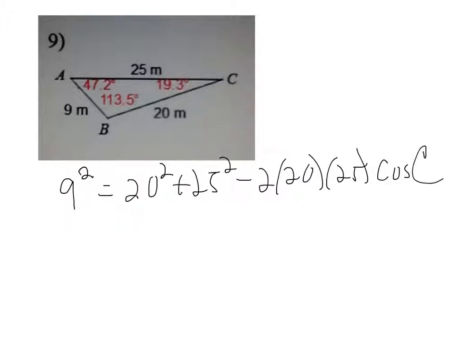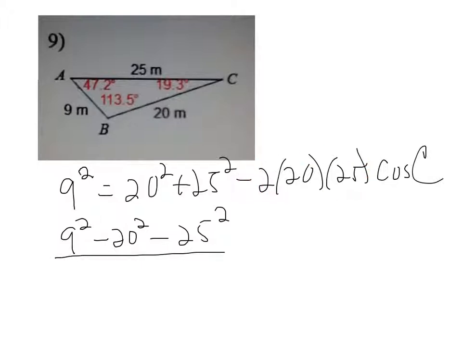So I could just work backwards. On my calculator, I can say 9 squared, and then I'm going to subtract 20 squared from both sides. I'm going to subtract 25 squared from both sides. What's left is equal to this mess here. So I'm just going to divide both sides by this part of that expression, negative 2 times 20 times 25. And that's what the cosine of angle C looks like.